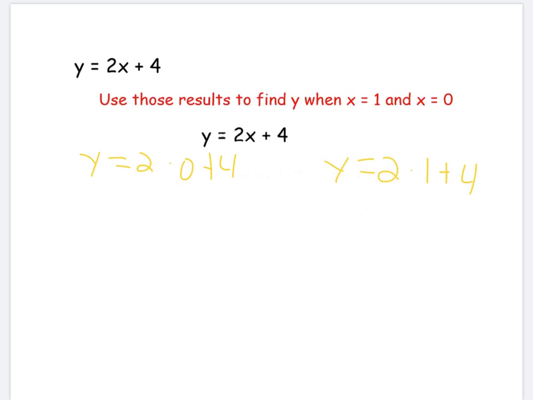In both of these equations, we have multiplication and addition. The order of operations says that multiplication comes first, so I want to multiply. So on the one on the left, I have 2 times 0, which is 0, plus 4. And over on the right, I have y equals 2 times 1, that's 2, plus 4. The only thing left I can do then is to add, so this time y is equal to 4, and over here, y is equal to 6.